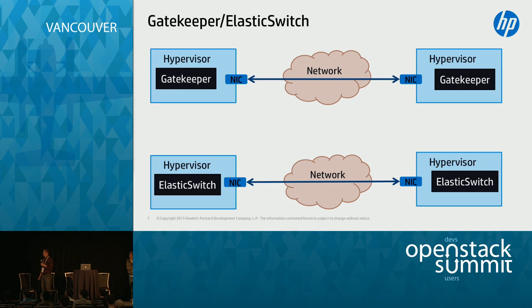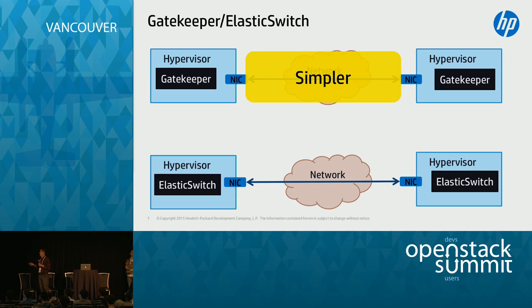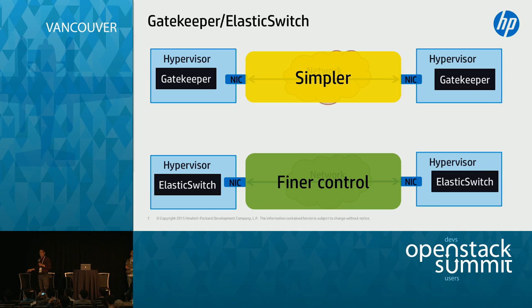So if we want to understand a little bit more deeply how Gatekeeper and ElasticSwitch work, here we have on the top Gatekeeper, on the bottom ElasticSwitch. The basic trade-off between these is that Gatekeeper is a simpler mechanism, and ElasticSwitch provides finer control than Gatekeeper. So let's look more deeply into how these work.